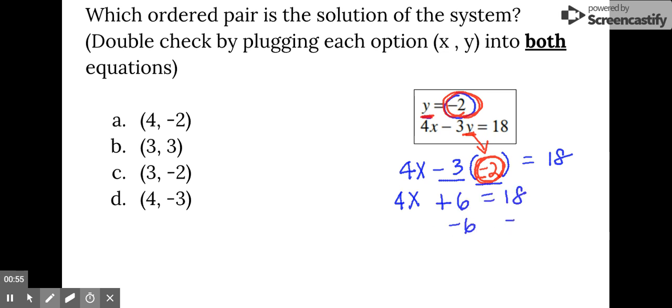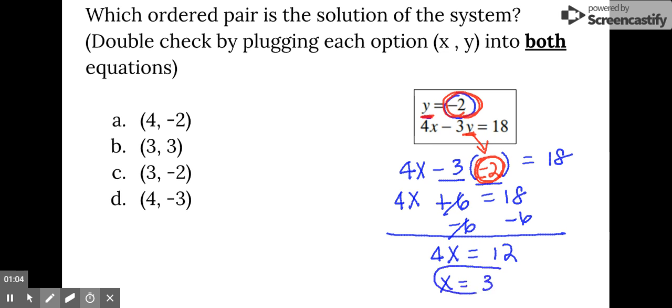18 minus 6 is 12, a two-step equation. So now this will be gone. 4x is equal to 12, so x is equal to 3. So now x is equal to 3. For the solution of the system, we have found just 50% of the answer, 3.